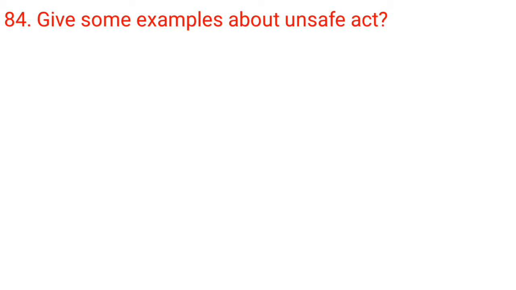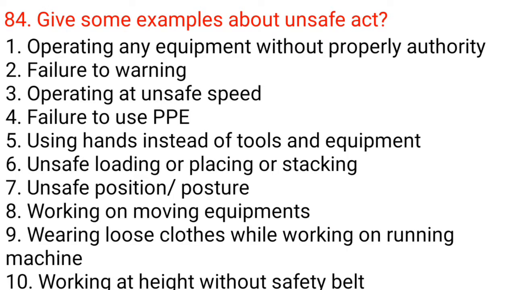84. Give some examples of unsafe acts. 1. Operating any equipment without proper authority. 2. Failure to warn. 3. Operating at unsafe speed. 4. Failure to use PPE. 5. Using hands instead of tools and equipment. 6. Unsafe loading, placing or stacking. 7. Unsafe position or posture. 8. Working on moving equipment. 9. Wearing loose clothes while working on a running machine. 10. Working at height without a safety belt.